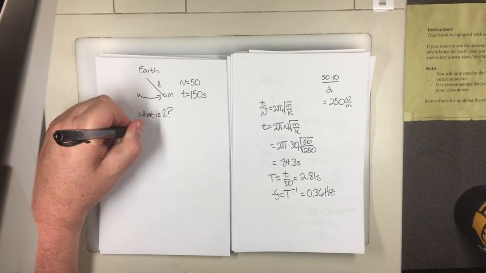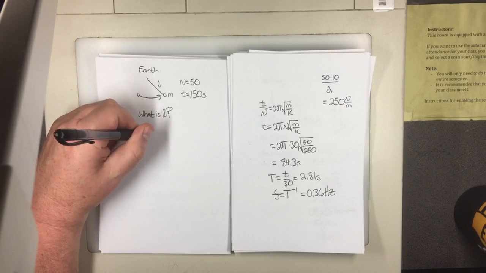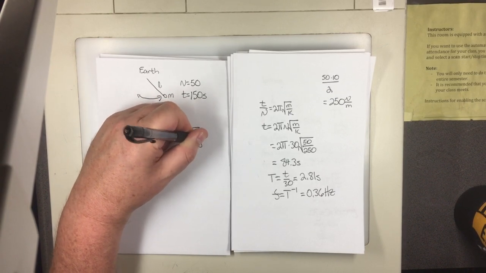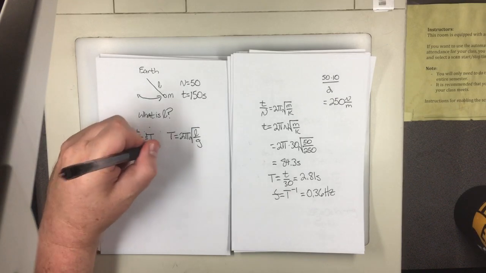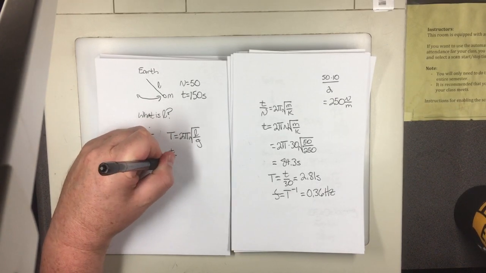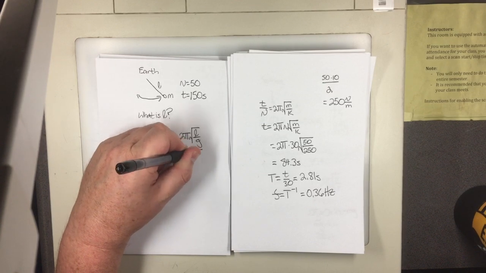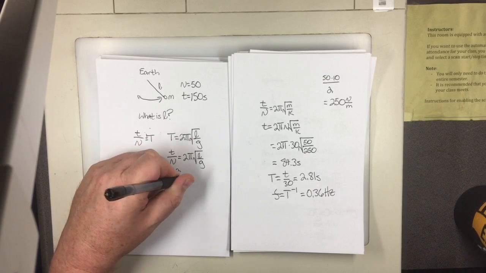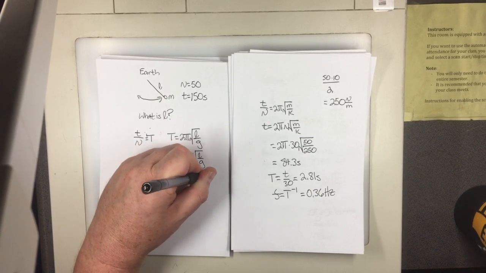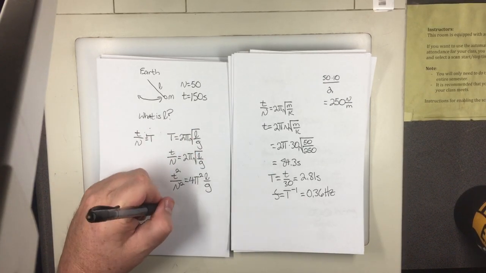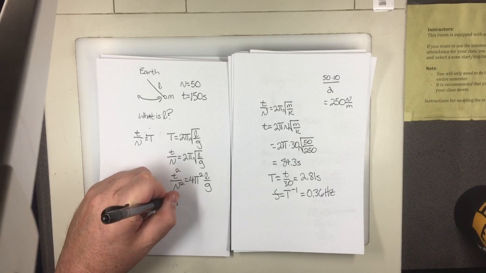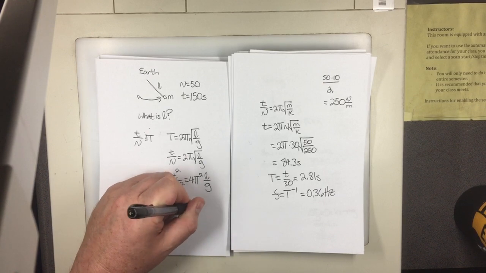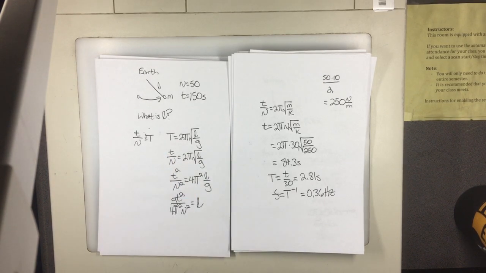I know that total time divided by the number of oscillations is period, and that period is 2 pi times the square root of L over g. I need to find what L is. Period, little t over big N, is 2 pi square root of L over g. Square it: t squared over n squared equals 4 pi squared L over g. Solve for L: g t squared over 4 pi squared n squared is equal to L. And that will give me the length.